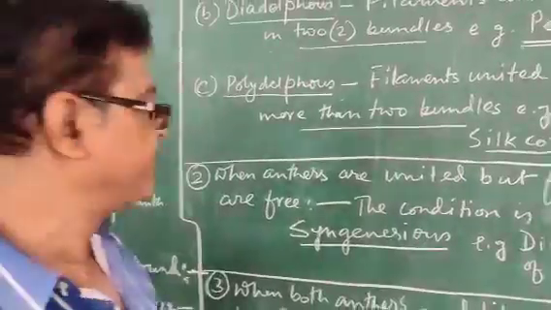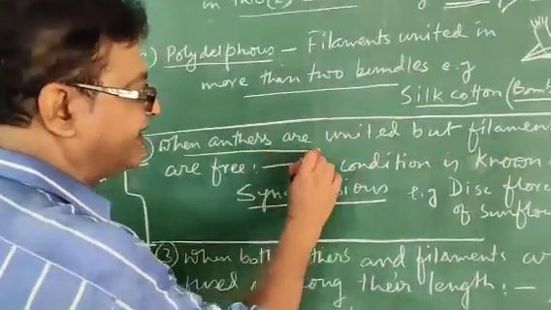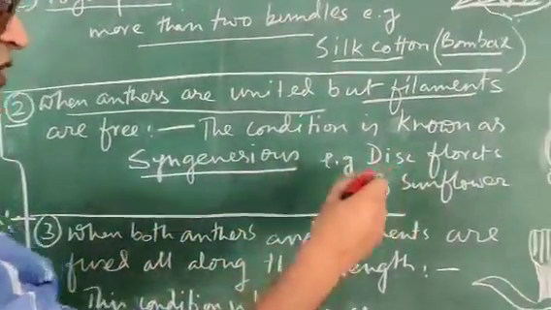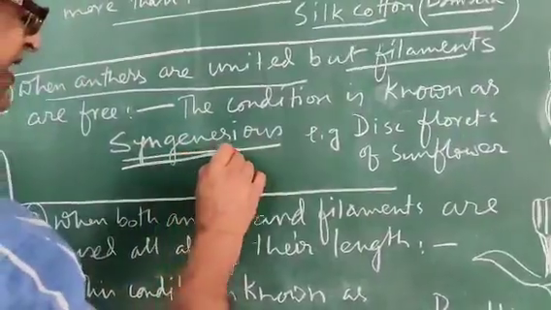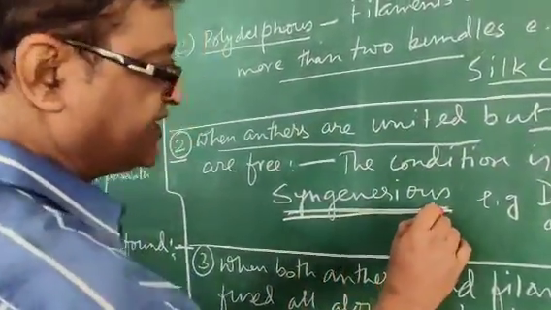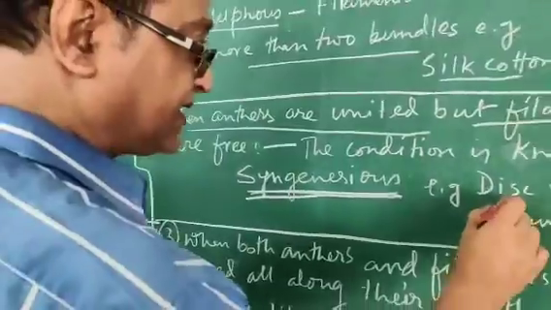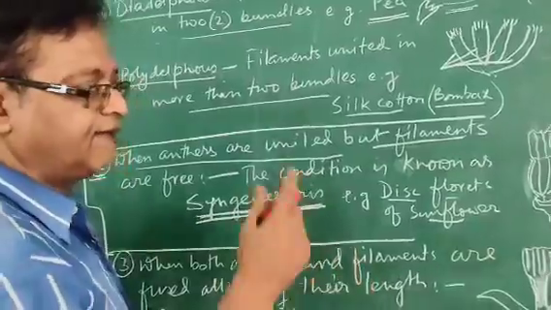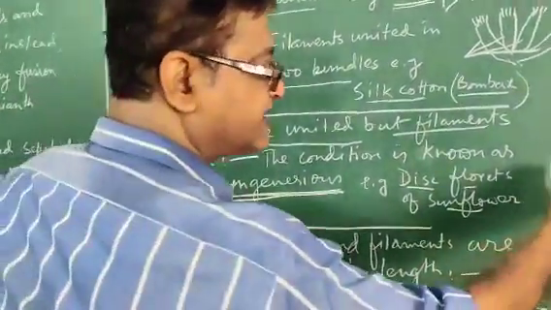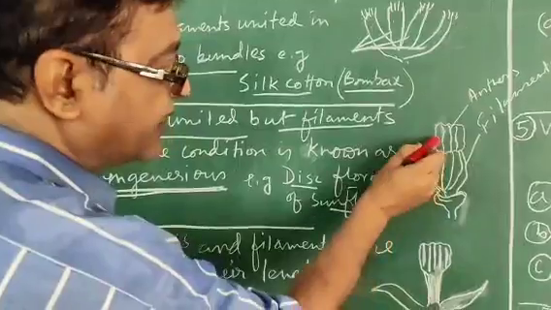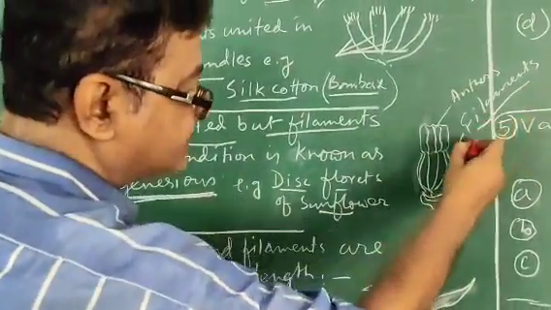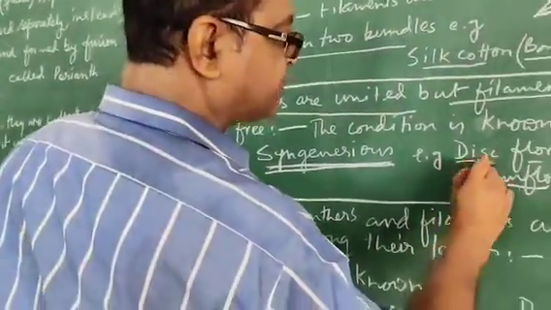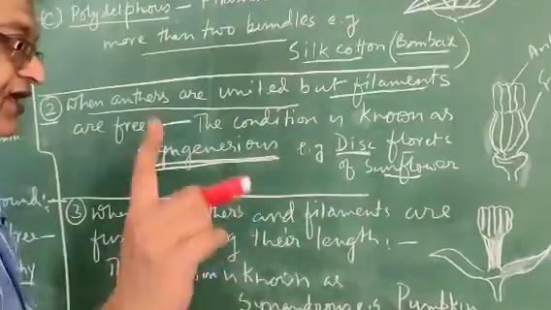The second variation is when anthers are united but filaments are free. This condition is known as syngenesious. Remember the term syngenesious. Example is disc floret of sunflower. The small florets at the center of the sunflower show this kind, where anthers are united at the top and filaments are free. It is the condition found in the very small central disc florets of sunflower.